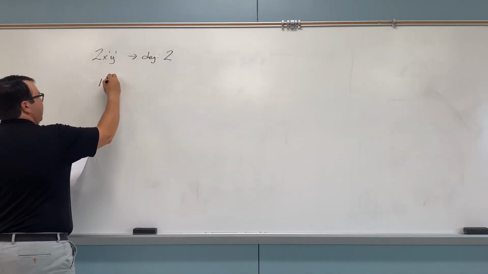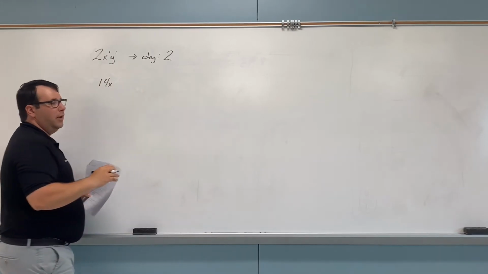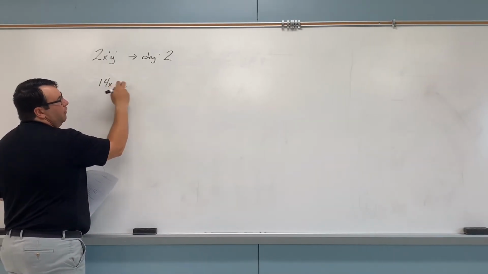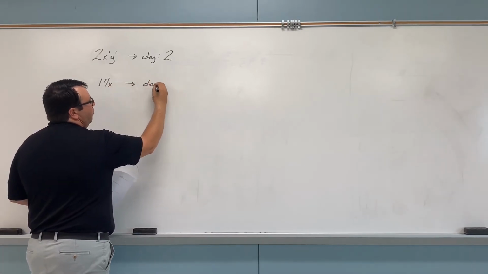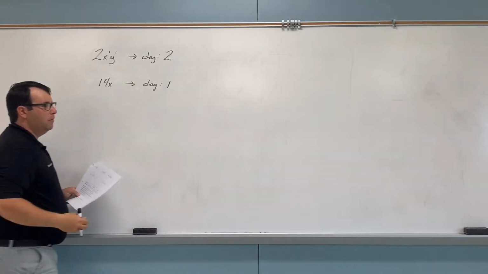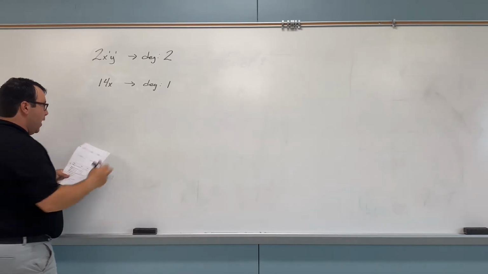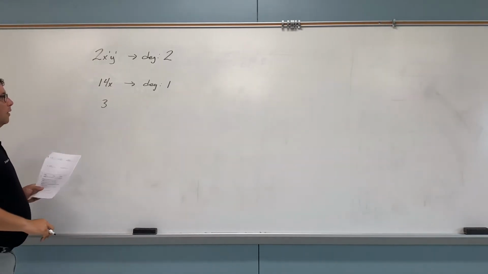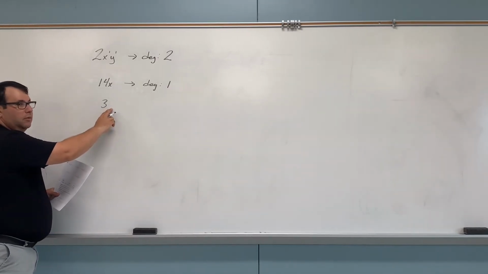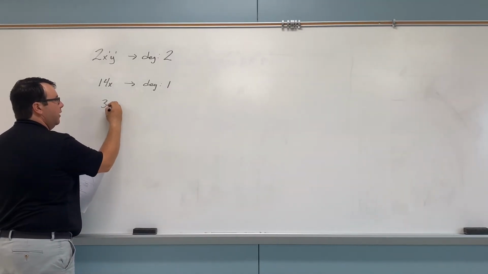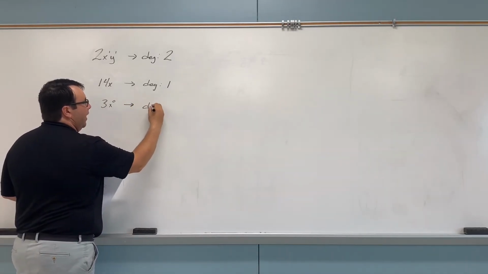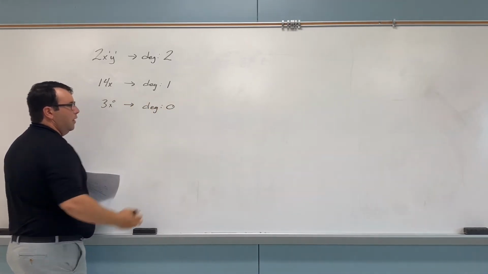If I have 14x, again, looking at only the variable, I have x, it's technically raised to a 1, which means my degree value is 1. If I were to look at the value of just 3, this is a constant. There are no variables here, but if you need to see it, it's technically x to the 0. And that means I have a degree of 0.